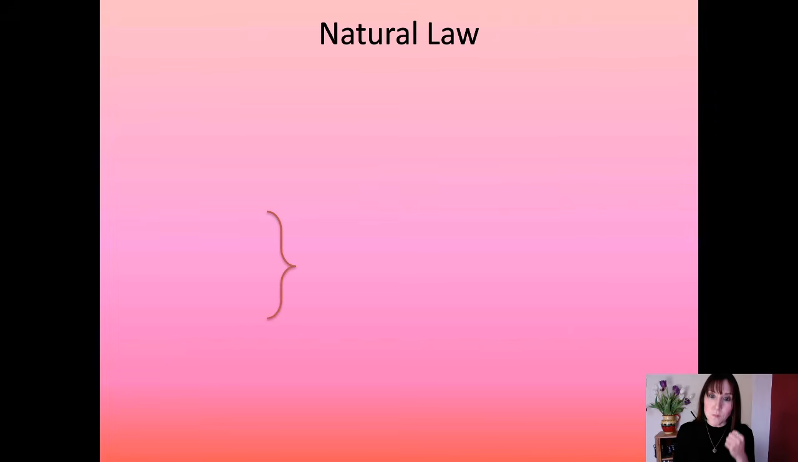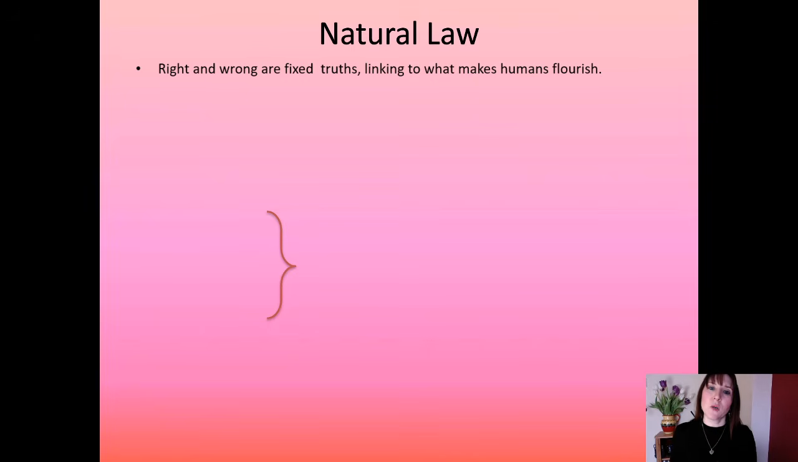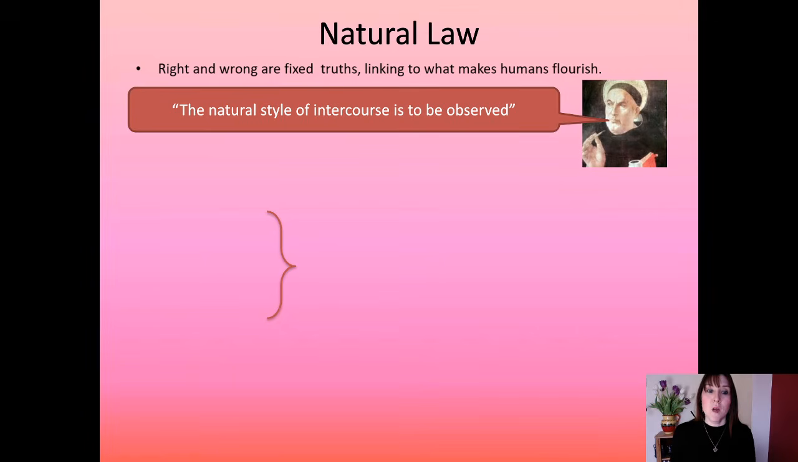So normative ethics, we start with natural law. Right or wrong are fixed truths linking to what makes humans flourish. So if you remember when you've done your revision, natural law is inspired by Aristotle's ideas of eudaimonia and human flourishing. And so obviously natural law takes those ideas and we need to focus on what makes us flourish. And they are fixed truths, your 5 primary precepts. The natural style of intercourse is to be observed. Again, Summa Theologica. Not quite sure what he means by the natural style. I'll let you use your imagination on that one.